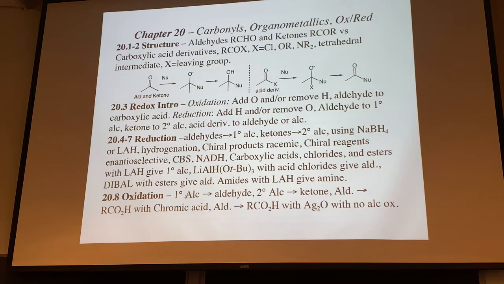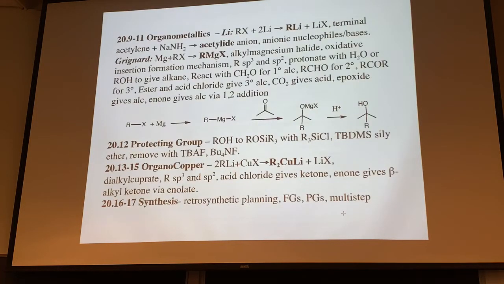And this is oxidizing primary alcohols to aldehydes, secondary alcohols to ketones, aldehydes to carboxylic acids. We know how to go all the way with chromic acid here. The only new reagent is silver oxide, the Tollens test. That will oxidize an aldehyde to a carboxylic acid, and it will not react with alcohols. That's the difference there.